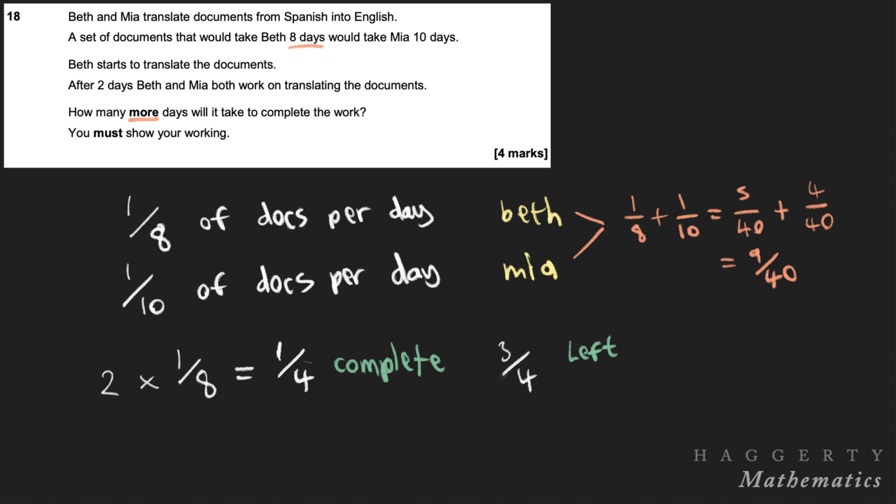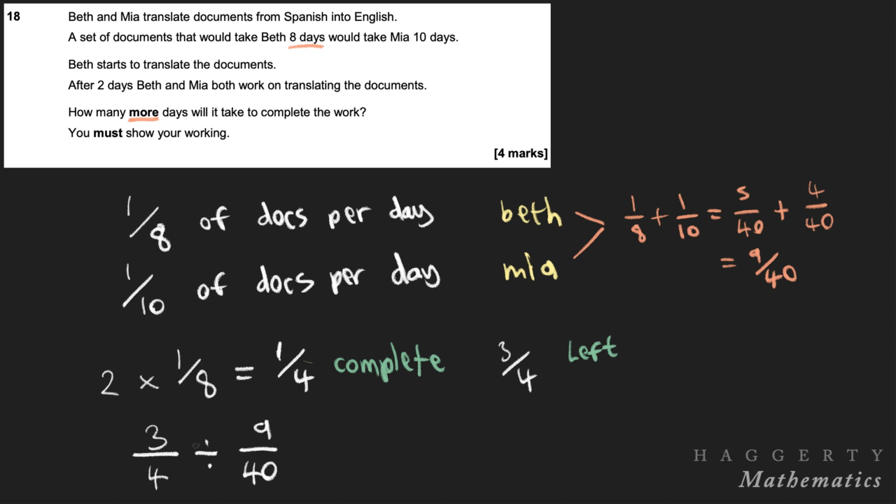And we have 3/4 left over, right? So now it's a simple fraction division question. We're going to take the 3/4 which we have left. That's the fraction of the documents left to do. And you want to divide that by the fraction of the documents we can complete per day. So that's going to be 9 40ths, right?